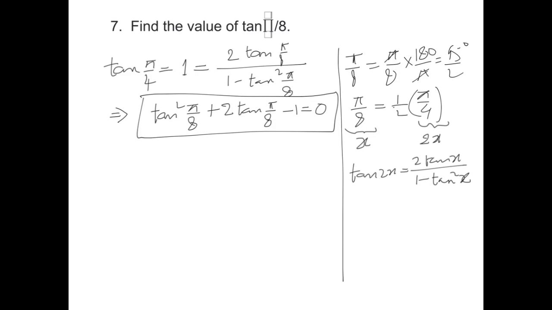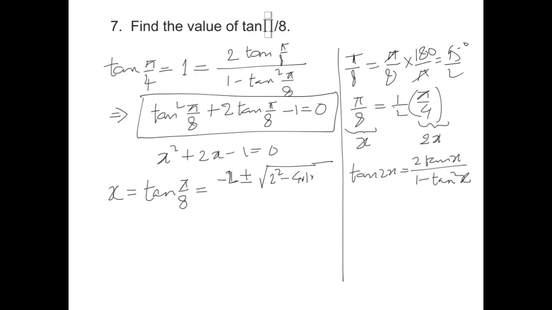If we express tan pi by 8 as x, then this is basically x squared plus 2x minus 1 equals 0. And we can find out the root of this equation, which is x, or tan pi by 8, by using the standard formula, which is minus b, and b here is 2, so minus 2 plus minus square root of b squared minus 4ac. So b squared is 2 squared minus 4 multiplied by a, which is 1, multiplied by c, which is minus 1, whole divided by 2 times a, that is 2 times 1. And this is equal to minus 2 plus minus square root of 2 squared, which is 4, plus 4, which is square root of 8, divided by 2.